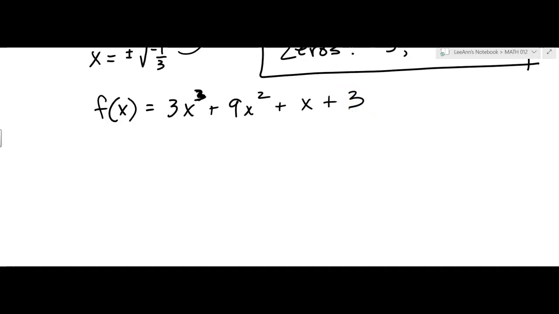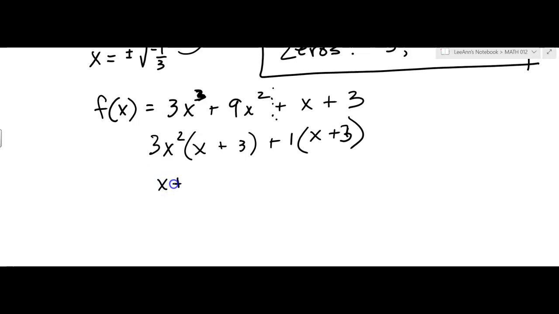Okay, well, you can factor this by grouping. So you can take out a 3x squared, and you'd have x plus 3. And then this is a 1 times x plus 3. And the only reason I'm doing this is because maybe you were thinking at the beginning, hey, doesn't this factor? And I didn't want you to think you were wrong, because it does factor. So then by grouping, you have x plus 3 times 3x squared plus 1.